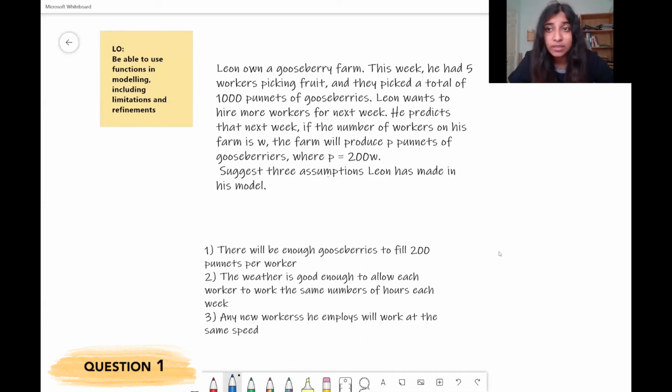So whenever you get a question like this, first thing to do is state the assumptions, and then say this could mean that your conclusions may be limited. And then here's a way that you could refine your model by relaxing one of these assumptions. Let's try another question about modeling next.